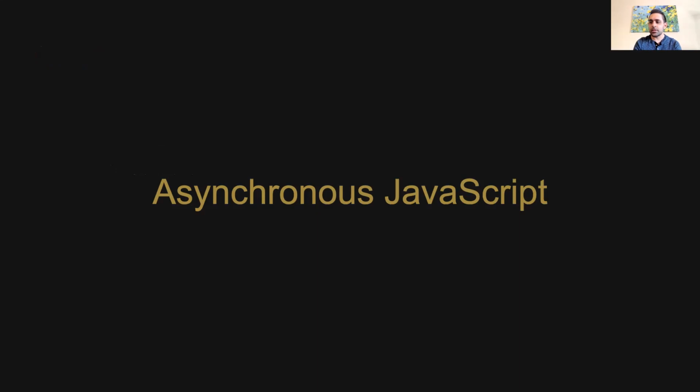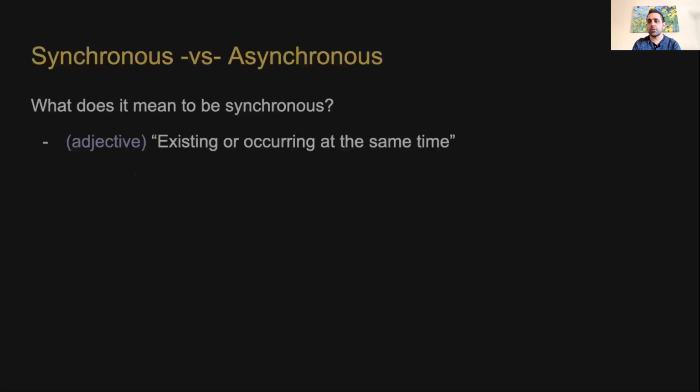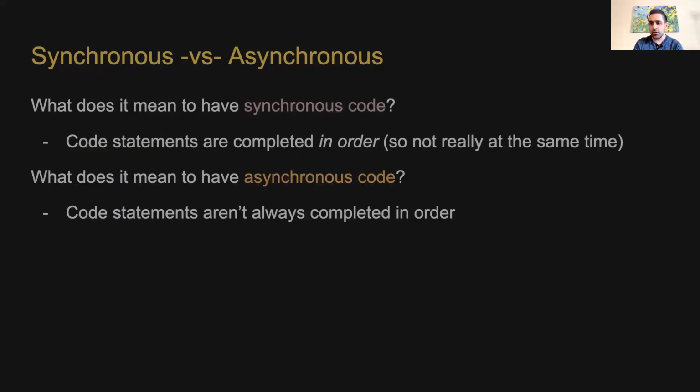The first topic is asynchronous JavaScript. So to begin, let's just give a definition of what synchronous means. So this is a dictionary definition that means existing or occurring at the same time. So this is a little problematic for me, maybe because I maybe don't fully understand the definition versus synchronous code. But when we actually talk about what does it mean to have synchronous code, this actually means that code statements in your application are completed in order.